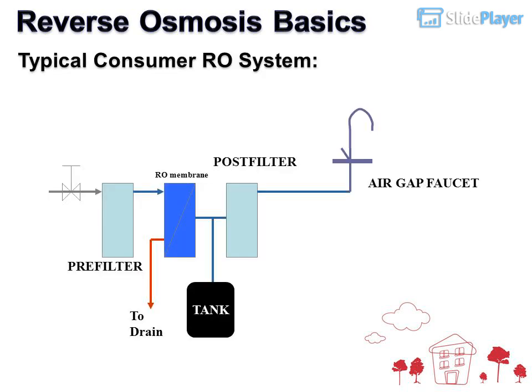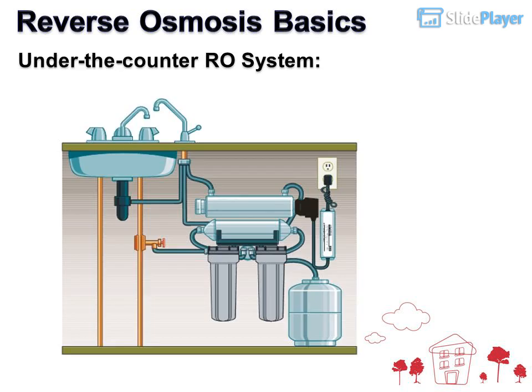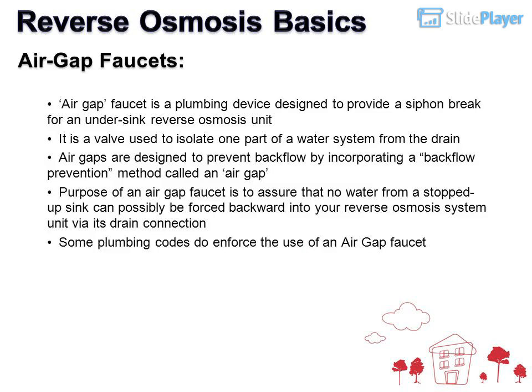Reverse osmosis basics. Typical consumer RO system. Hosed filter. RO membrane. Air gap faucet. Pre-filter. Tank. Drain. Reverse osmosis basics. Under-the-counter RO system.